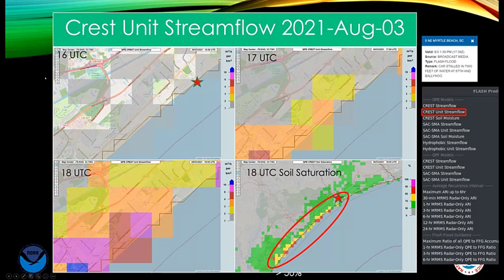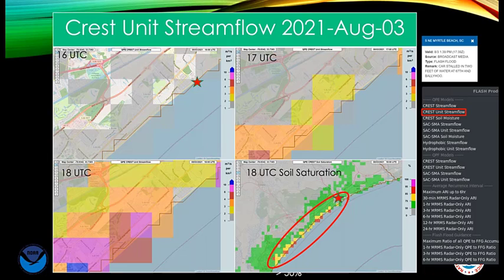You can see 16Z, kind of where the star is. It's kind of this area, what we're looking at more where this star is, and this circle where saturation. At 16Z, we had no unit stream flow, but then you can start seeing about right here is where we're looking at, and it's between 200 and 300.